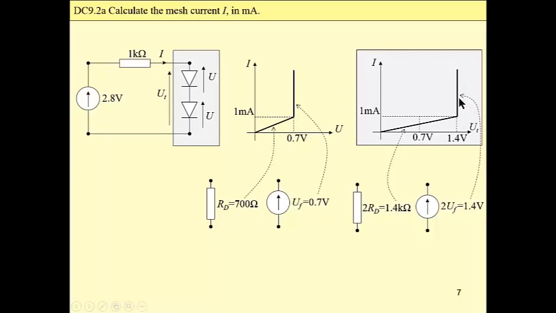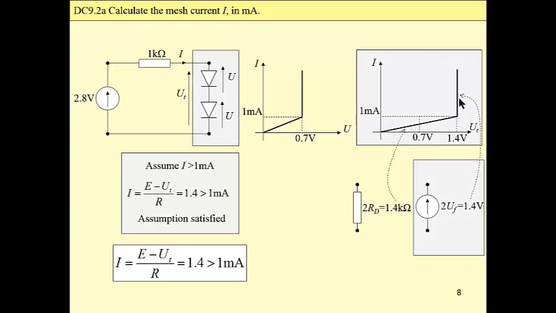source of 1.4 volt. If we assume at first that our Q point is located on the second segment, we may find the mesh current, and this mesh current is greater than 1 milliamp, which means that our assumption was correct, and this current is 1.4 milliamp as calculated.